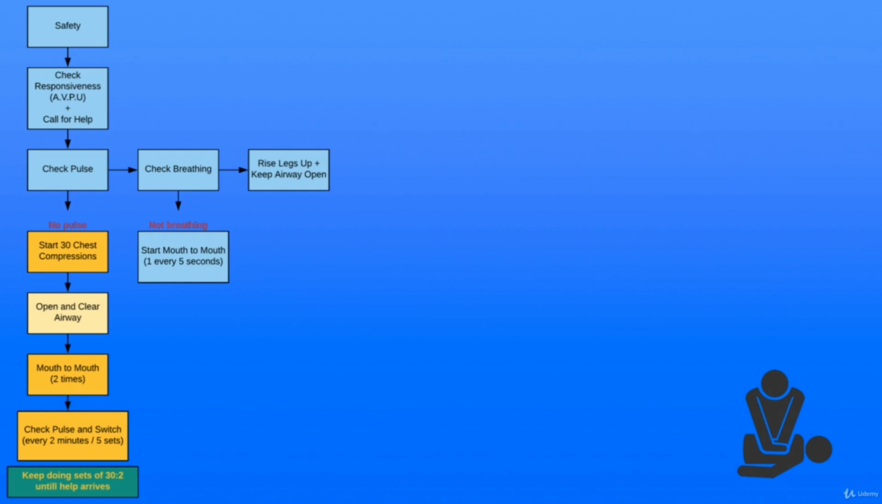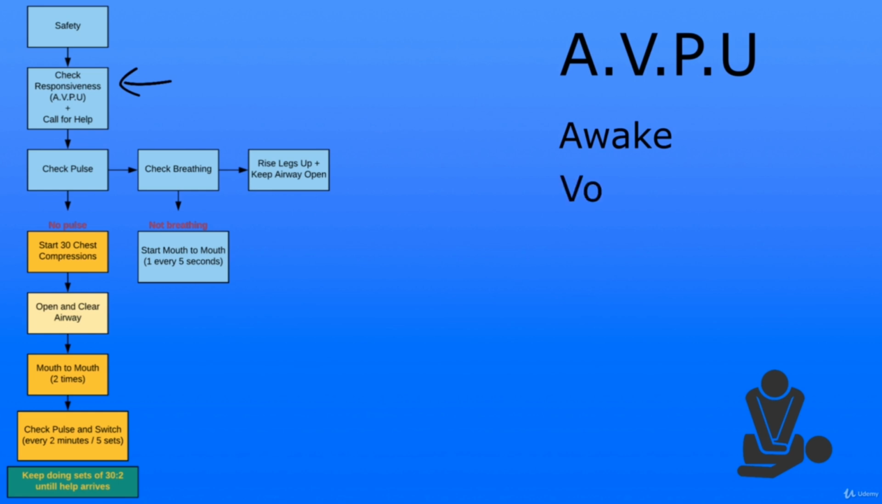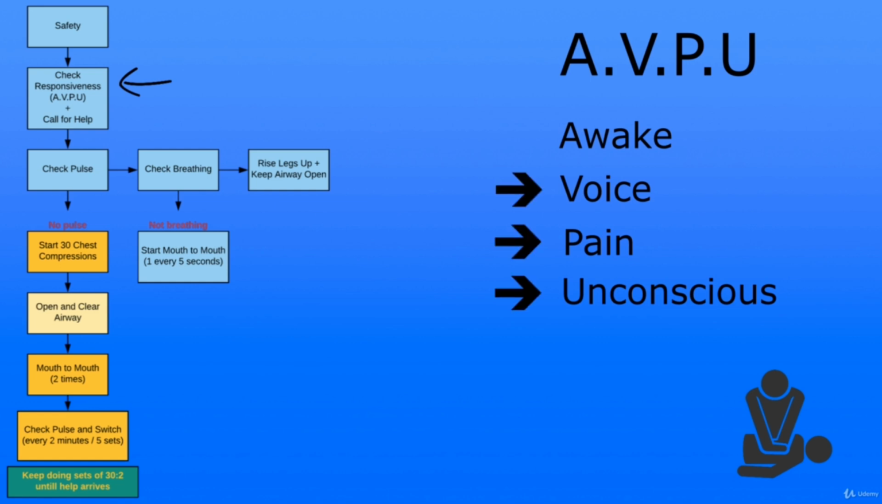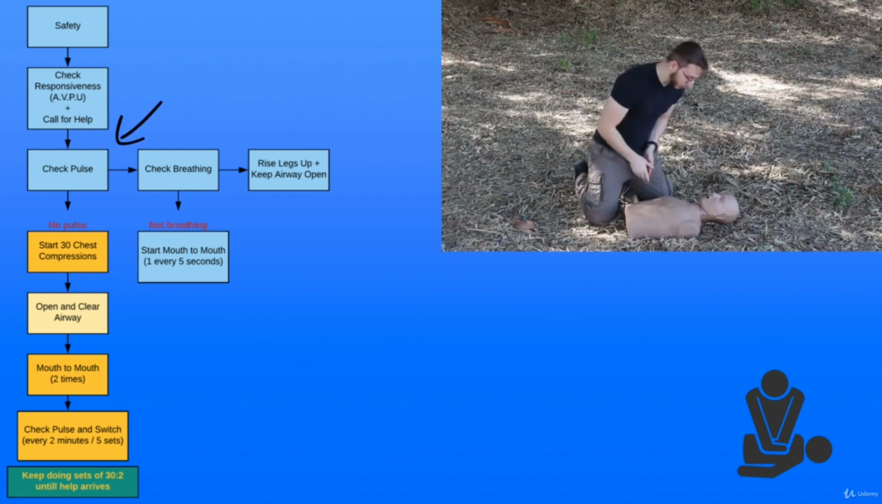Hi guys, and welcome to the CPR scheme overview. Let's start out with safety. Safety means that we need to take care of our and our patient's safety. After that, we would want to check his responsiveness. A means he's awake, V means he's reactive to voice, P means he's reactive to pain, and U means he's unconscious. If he is reactive to voice, to pain, or unconscious, in that case, we would need to call for help. After that, we would want to check his pulse.